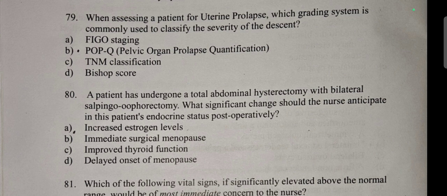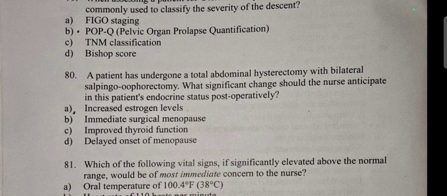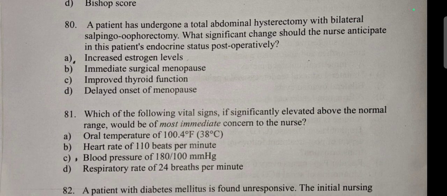A patient has undergone a total abdominal hysterectomy with bilateral salpingo-oophorectomy. What significant changes should the nurse anticipate in the patient's endocrine status post-operatively? इसका जो करेक्ट आंसर रहने वाला है ऑप्शन नंबर बी। देन क्वेश्चन नंबर 81.